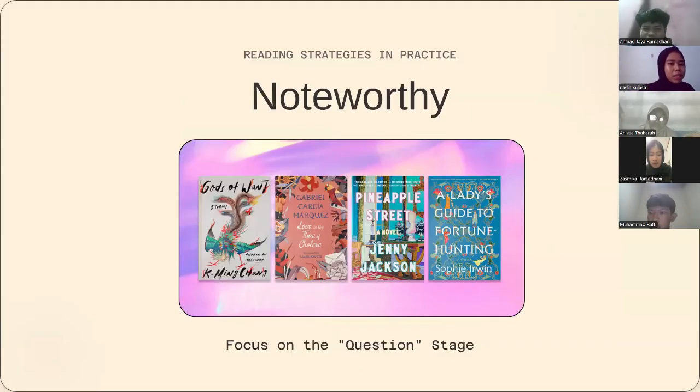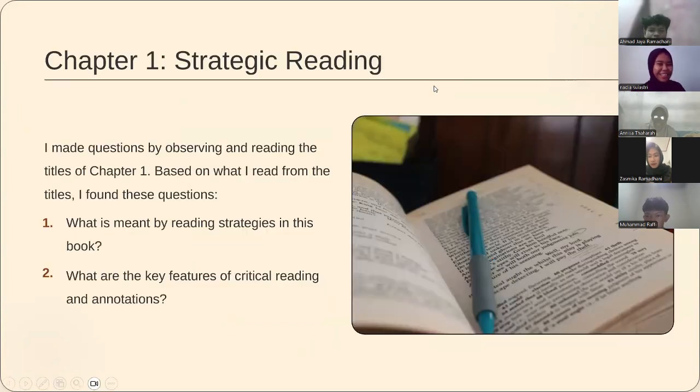So, today I want to present SQ3R focusing on the questions. Okay, next page. Chapter 1, Strategic Reading. I made questions by observing and reading the titles of Chapter 1. Based on what I read from the titles, I found 10 questions. Number 1. What is meant by reading strategies in this book? Number 2. What are the key features of critical reading and annotations?